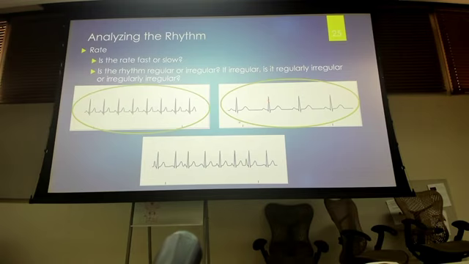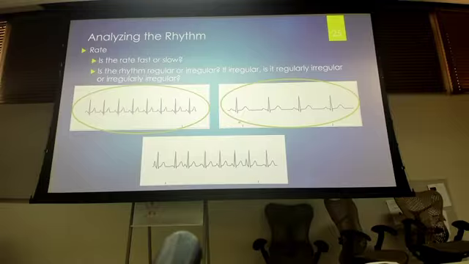Of course, we'll count, figure out what the actual rate is, and we talk about fast, greater than 100, and slow, less than what? 60. Even though our counting method goes to 50, by definition, bradycardia is less than 60. So it might be fast or slow.